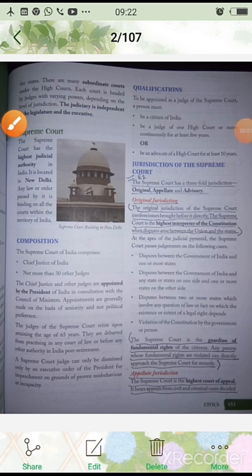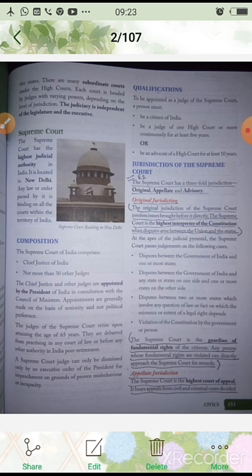Supreme Court. The Supreme Court has the highest judicial authority in India, and it is located in New Delhi. Any law or order passed by it is binding on all the courts within the territory of India. Now this you have to keep in mind, that the Supreme Court has the highest judicial authority. That is, there is no court above the Supreme Court, and once anything has been passed by the Supreme Court, no one can neglect it. Everyone will be bound to follow whatever they interpret. Okay, and it is located in New Delhi.